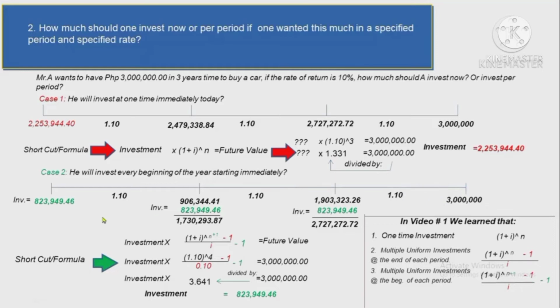So that's the proof. So meaning, if Mr. A wants to have 3 million after 3 years and he plans to invest every beginning of each year, then his investment should be 823,949.46. So, what if the specified rate is absent, or you're going to find the rate? That is up next.